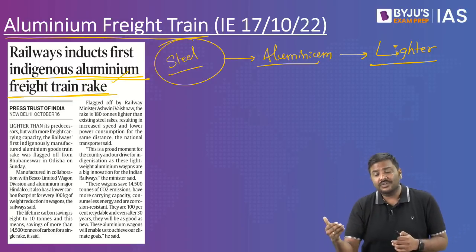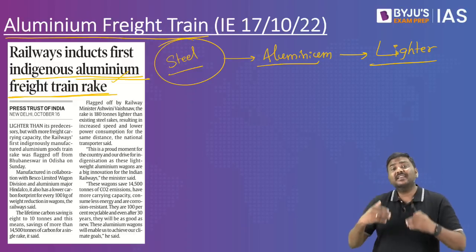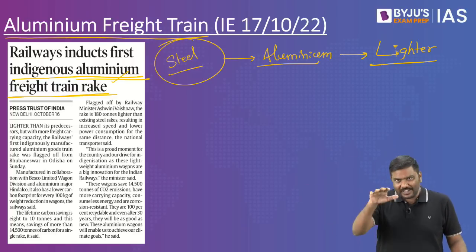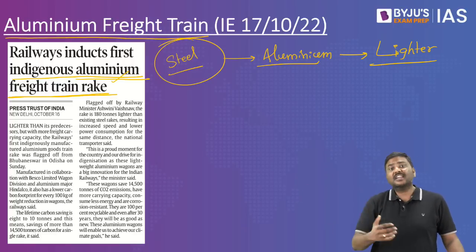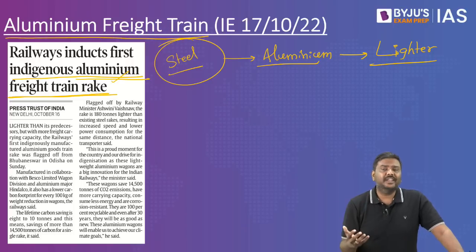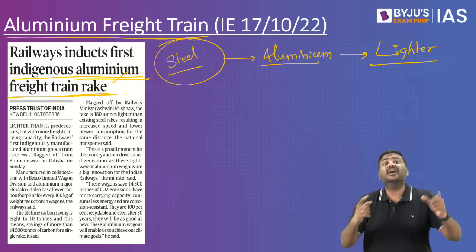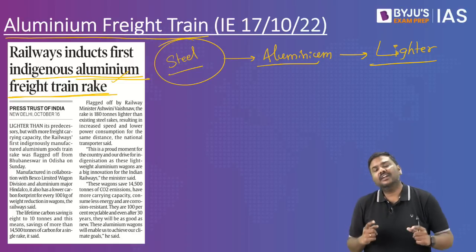Emissions will come down. This will help railways in meeting the targets of reduction in the emissions. For example, Government of India has come out with a railway plan 2030. Under that, railways wants to become net zero emitter. So definitely this will be helpful in achieving these kind of targets.